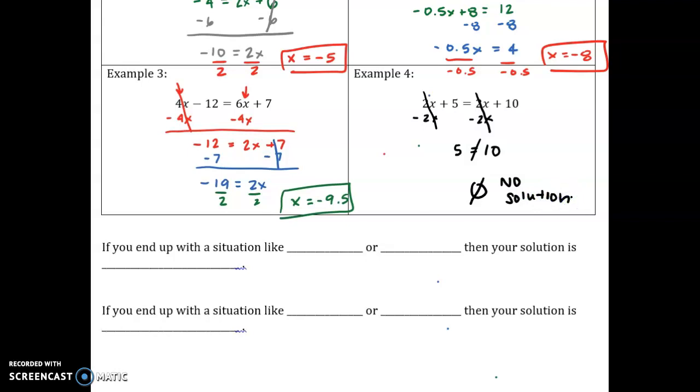Which brings us to our blanks at the bottom of the page. If you end up in a situation like what we have up here, 5 equals 10, or like 0 equals 12, or something like that, a situation that isn't true, then your solution is no solution.